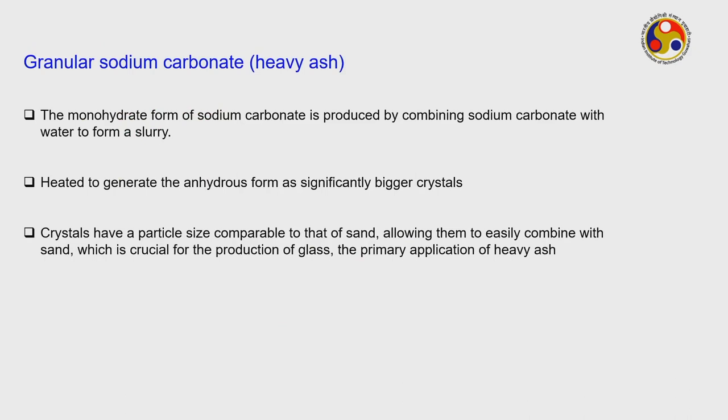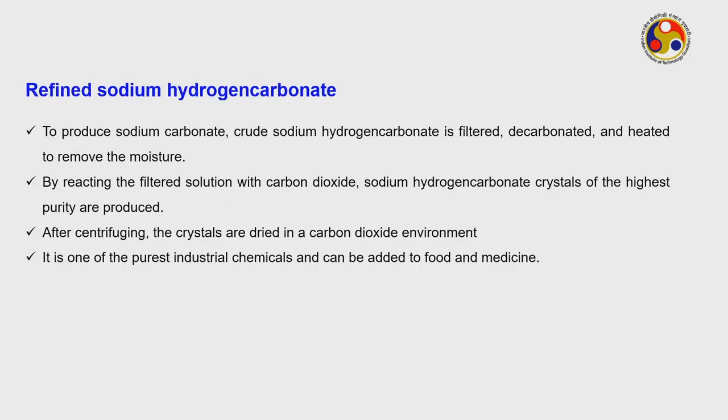In the case of heavy ash, you add water to form monohydrate sodium carbonate, which forms a slurry. Then you heat it and get the anhydrous form, which has a significantly bigger crystal size. These crystals possess a particle size comparable to that of sand, allowing them to easily combine with sand, which is crucial for the production of glass. This is the primary application of heavy ash, to make the particle size similar to that of sand. And the remaining is refined sodium hydrogen carbonate.